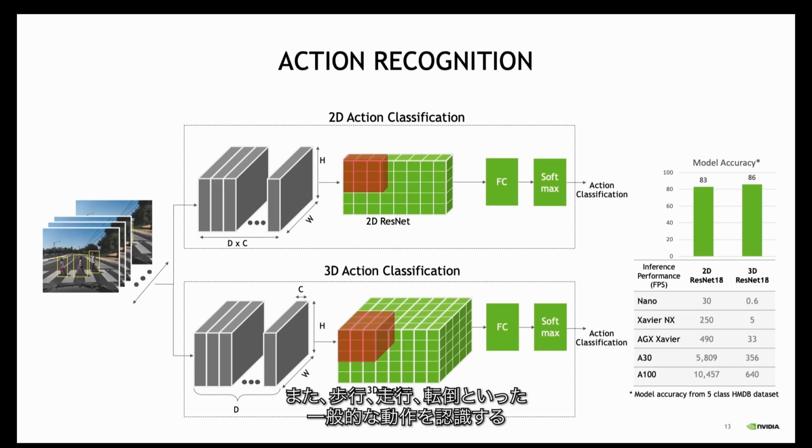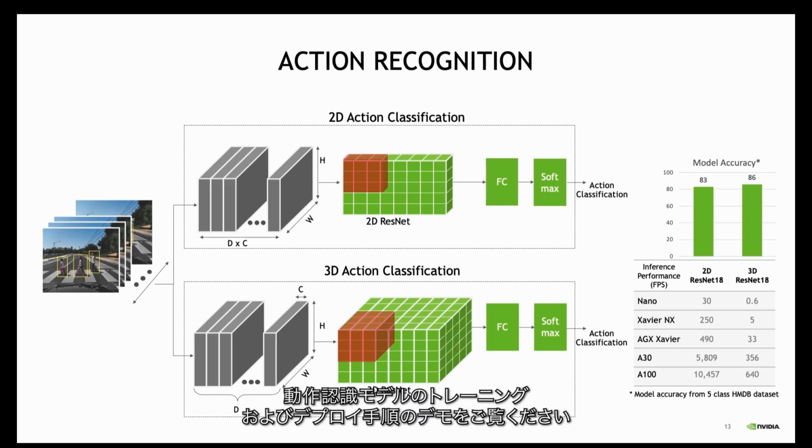We'll also be releasing a sample 5-class model to recognize common actions like walking, running, falling down, etc. Both of our 2D and 3D models provide good accuracy on the sample 5-class model. The 2D model is optimized for inference with comparable accuracy as the 3D model. Now, let's take a look at a short demo that walks through all the steps of training and deploying an action recognition model using TAO Toolkit.